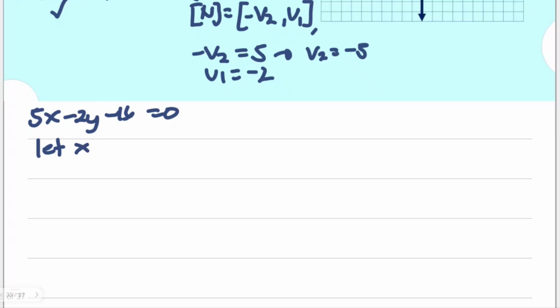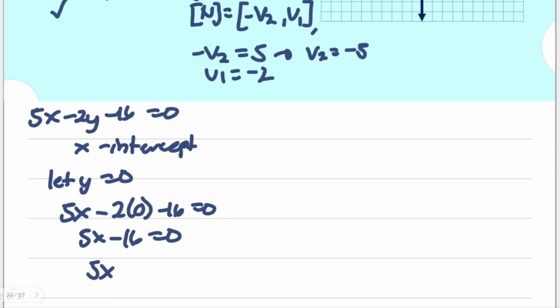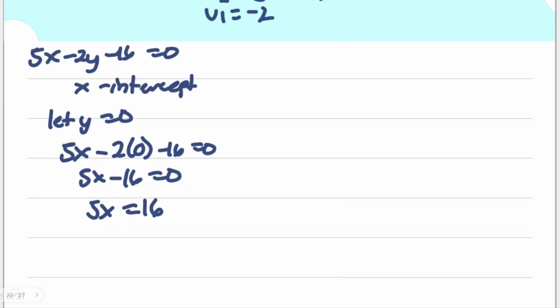Let's find the x-intercept first. For our x-intercept, let y be equal to 0. So you have 5x minus 2 times 0 minus 16 equal to 0, so 5x minus 16 equal to 0. 5x is equal to positive 16, so x is 16 fifths. Our x-intercept is at 16 fifths and then 0.